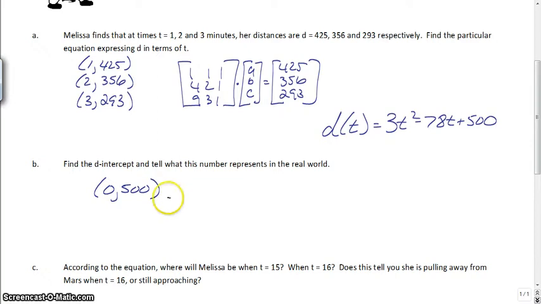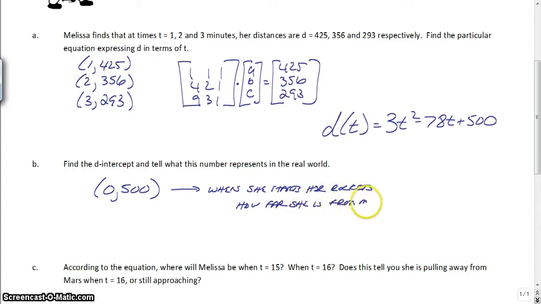Okay? In the real world, what does that say? Well, that says that's when she starts her rockets, how far she is away from Mars. Okay? So that would be 500 kilometers.